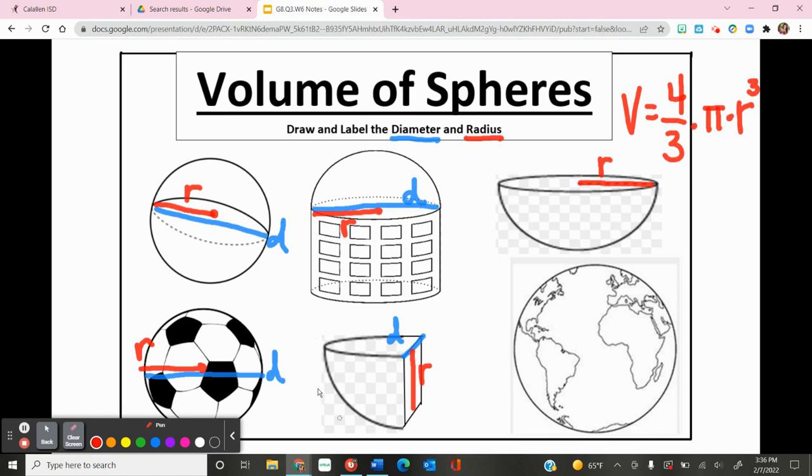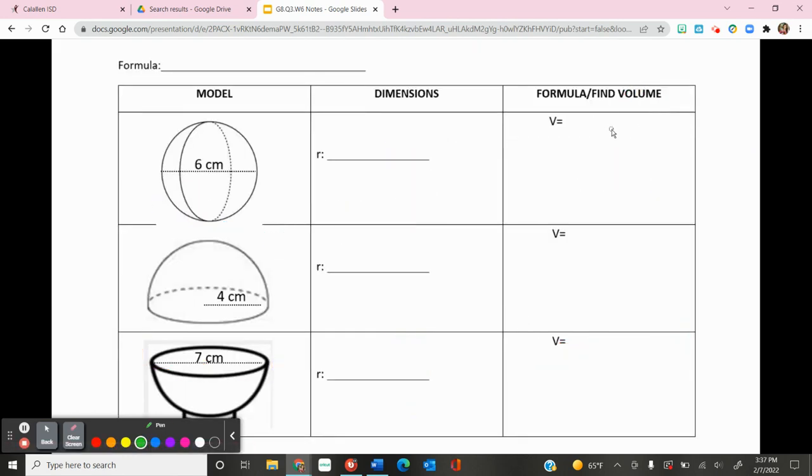Think of this as a full sphere. Okay, looking at the globe, if this went all the way across, this would be the diameter. And again, if it only went halfway, it would be your radius. Okay, so that's the difference between the diameter and your radius. But again, in your problem, you only really need to know the radius when it comes to spheres. So let's look at a few examples.